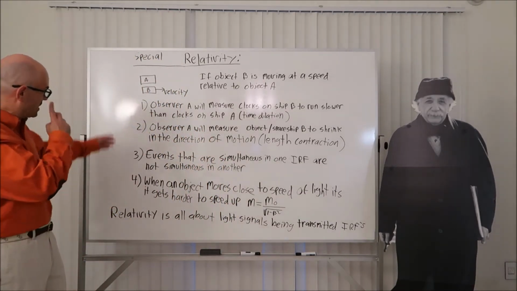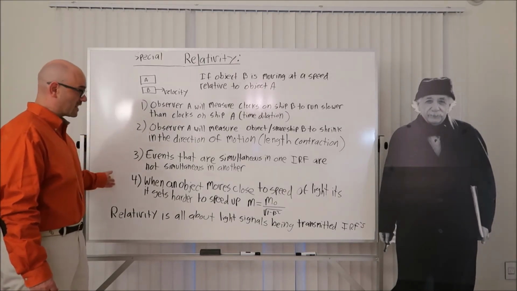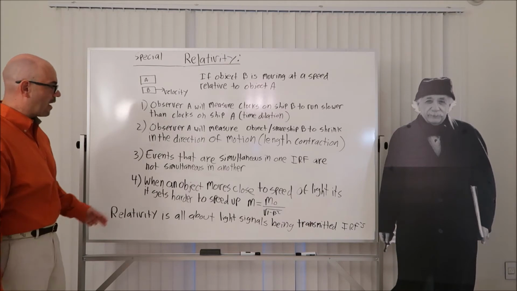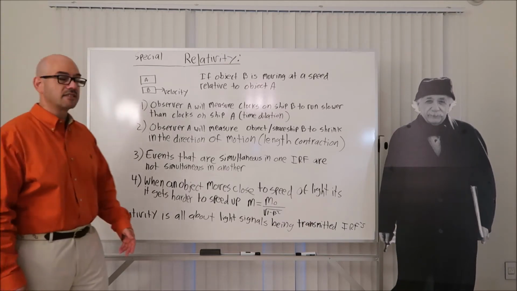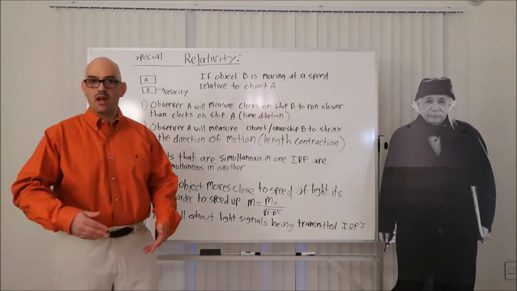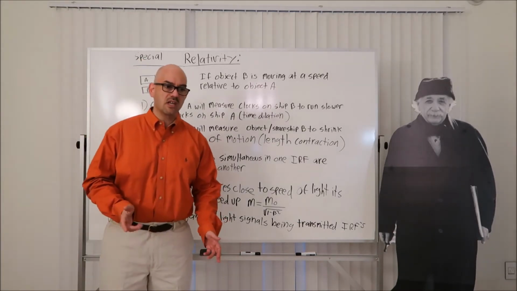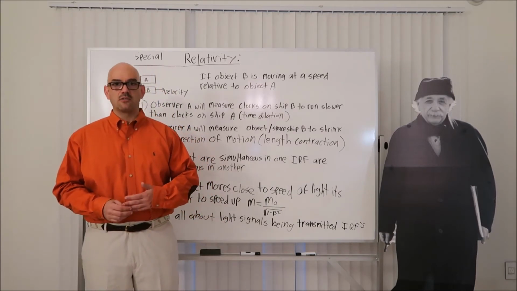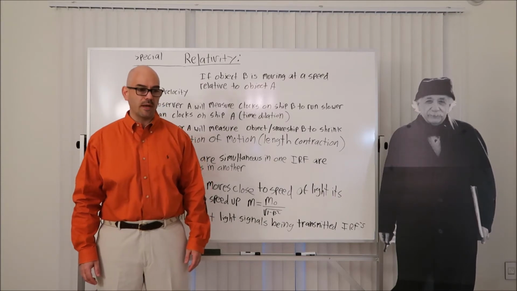And finally, so this is relativity. So what is Einstein's special theory of relativity? This is Einstein's special theory of relativity. And I have one more note that I want to make, and that's relativity is all about light signals being transmitted between different inertial reference frames. So the whole theory is all about light signals being transferred back and forth between different inertial reference frames.